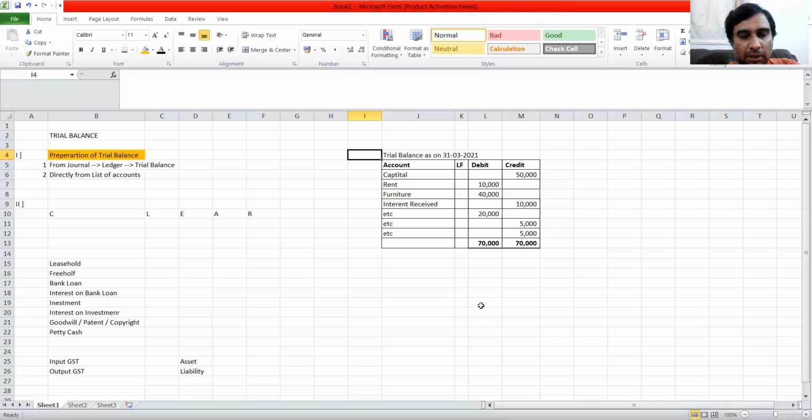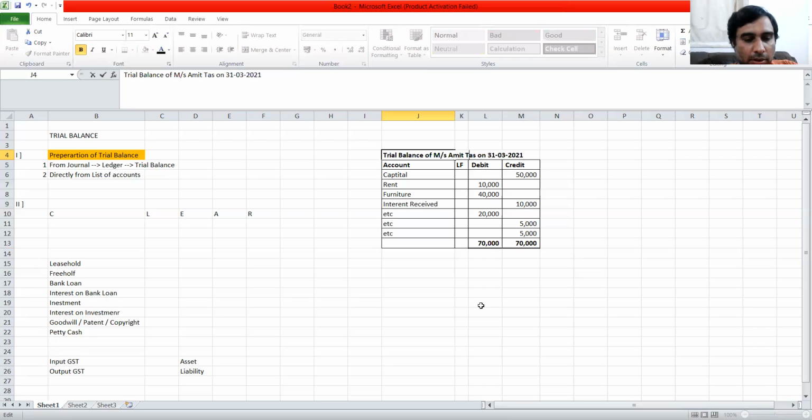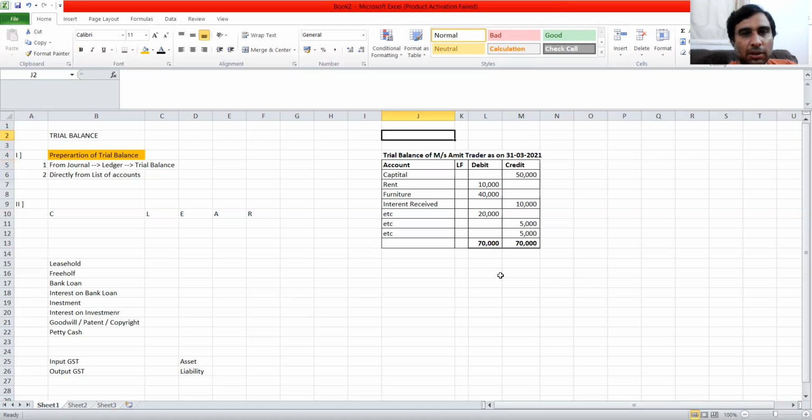You say trial balance, and in an exam environment, you say trial balance of Messrs. Amit Traders, as on so and so date. So that's how you will prepare your trial balance. It will be coming in from your ledger balances.